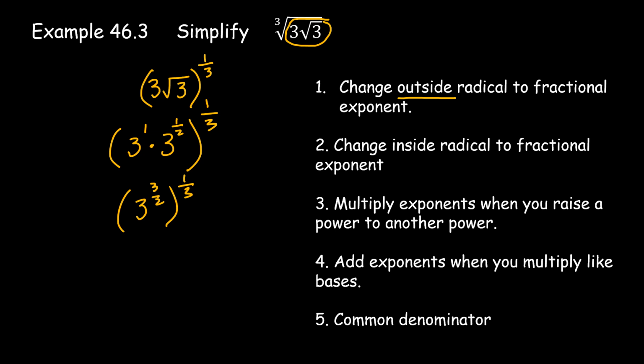So now I've got a power raised to another power. And the rule is that you can multiply those exponents. So that's going to be 3 raised to the 3/2 times 1/3, which is just 3 to the 1/2 power, which is just the square root of 3.